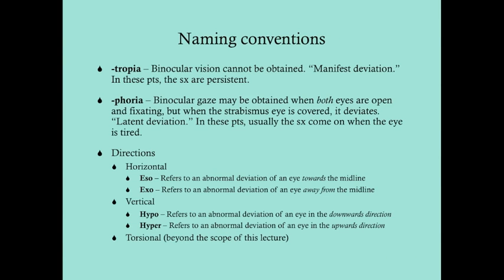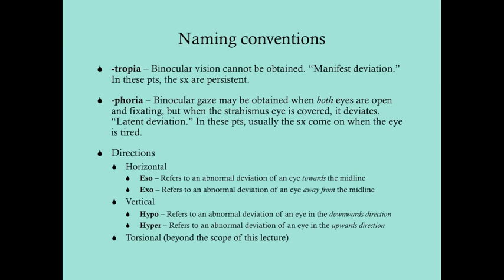So let's go over some naming conventions. First, what's a tropia versus a phoria? You hear the words esotropia, exophoria, hypophoria. What does tropia and phoria mean? A tropia is where binocular vision, normal vision, cannot be obtained. In these patients, the symptoms of strabismus, the double vision, the blurry vision, are persistent because they cannot obtain binocular vision. And this is also known as a manifest deviation.